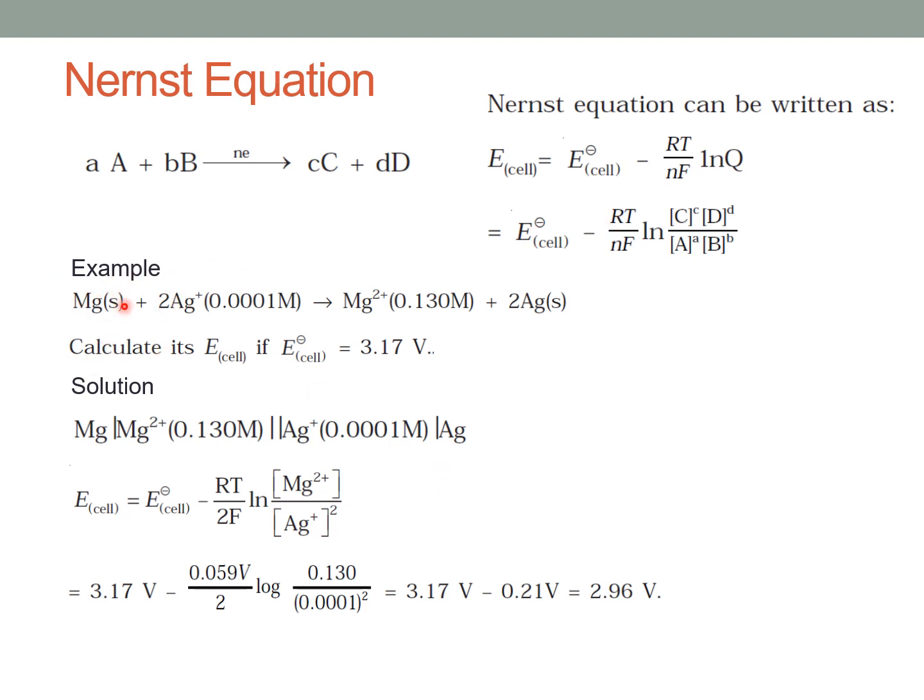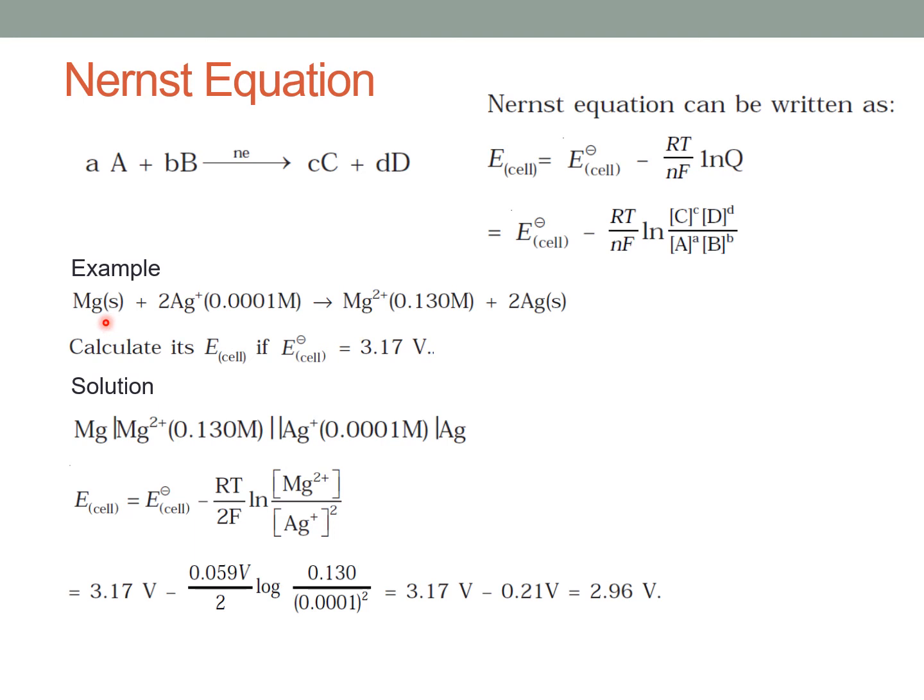problem where magnesium solid reacts with silver plus ions, whose concentration is given here, giving rise to magnesium 2 plus, whose concentration is also given, and silver. For this particular reaction, they ask us to calculate its E cell, to find the reduction potential of the cell at the given concentrations. They have also given the standard reduction potential as 3.17 volts.